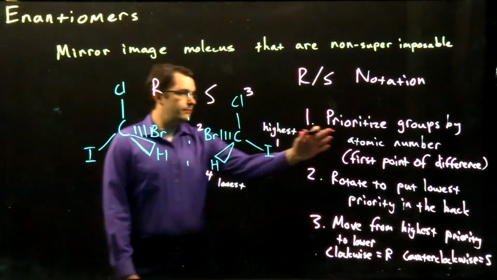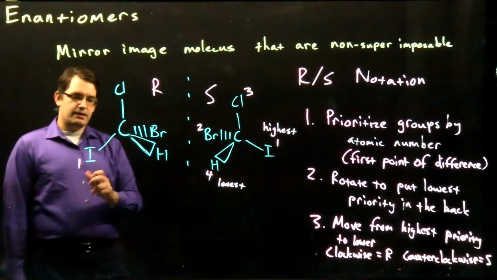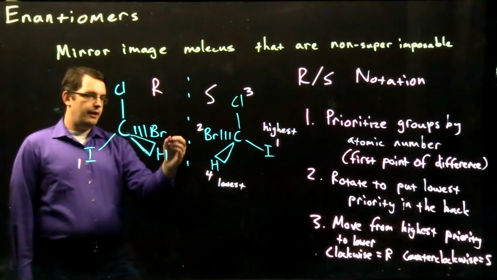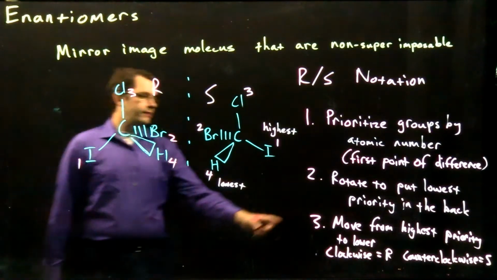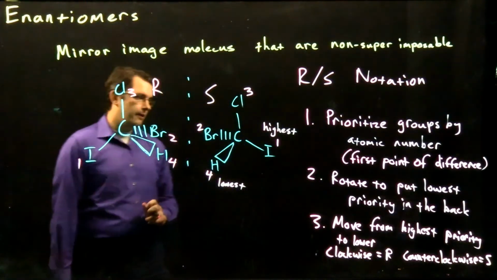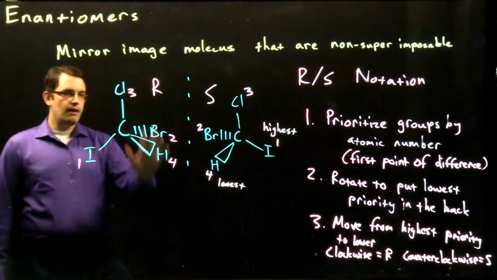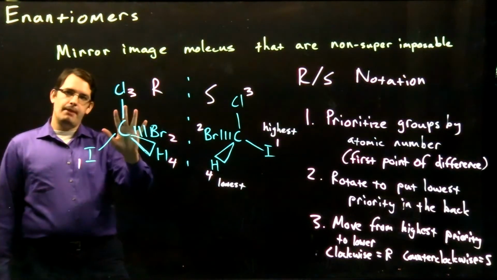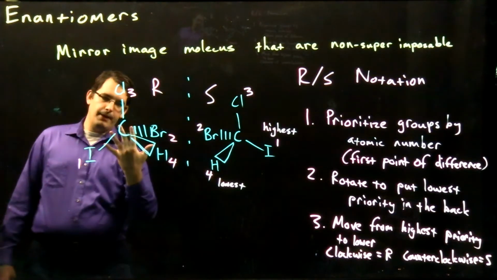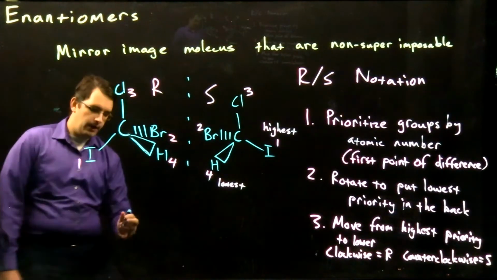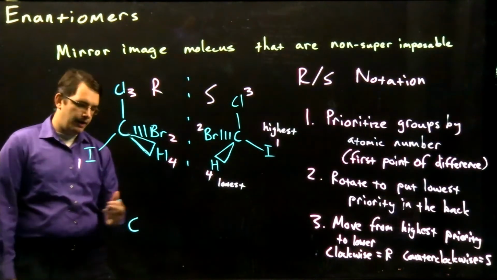So first, let's prioritize our groups. Again, our priorities are going to be the same as our other enantiomer. Iodine is the highest priority, then bromine, chlorine, and hydrogen. Now I need to rotate my molecule to put the lowest priority group, of course that's my hydrogen, in the back. So here I need to envision picking up my molecule and flipping it around like a pancake and putting it back down. So I'm going to draw my carbon, of course, is going to stay in the center since I'm just picking it up and flipping it around.